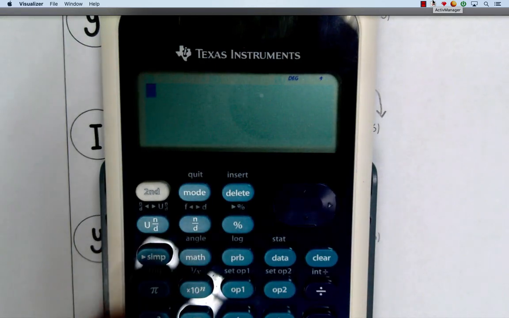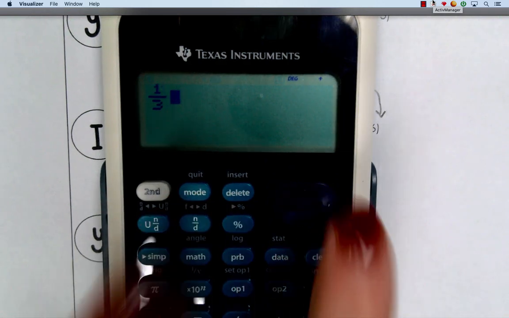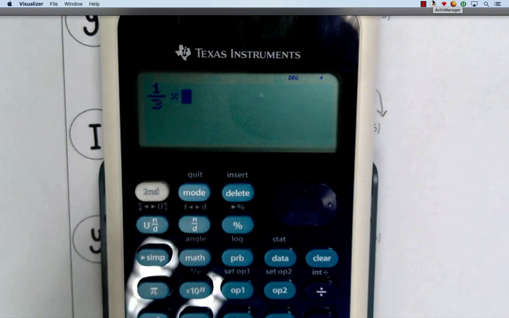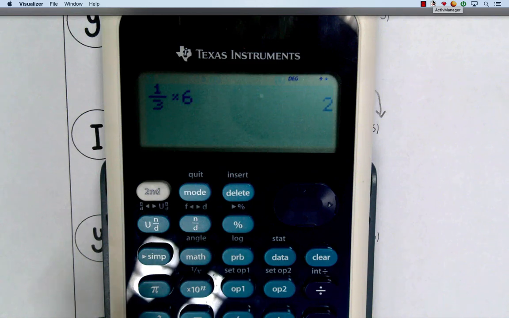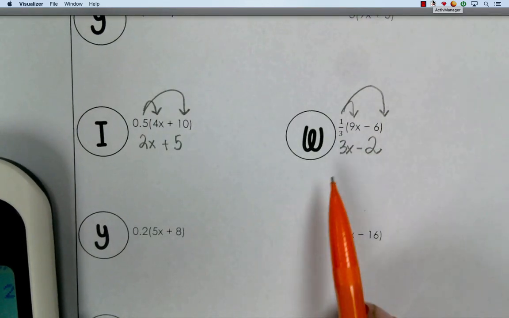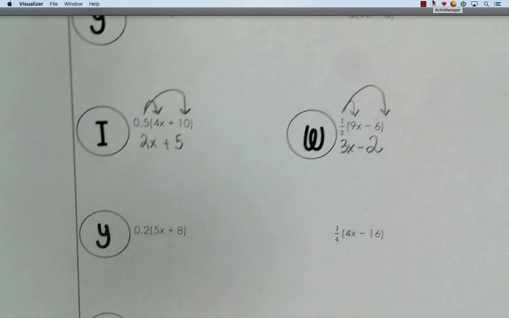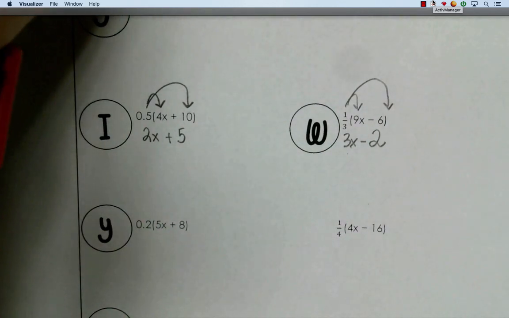1/3 times 6. So ND, 1/3, arrow over, times 6. And you get 2. Now again, that's as far as you can simplify because I do not know my value for x. Do you do this on your own?